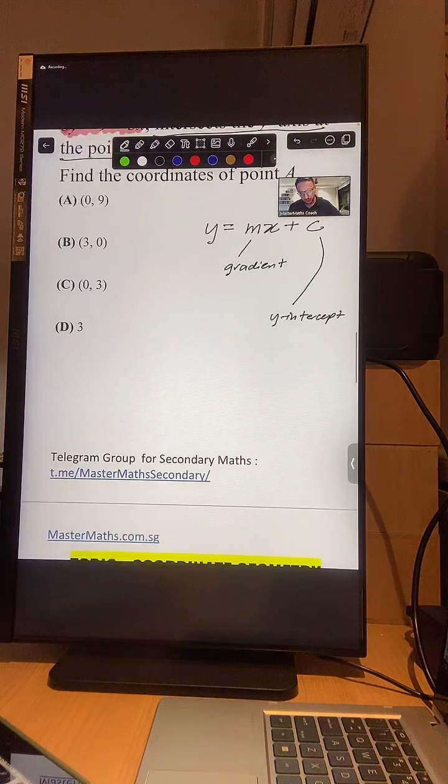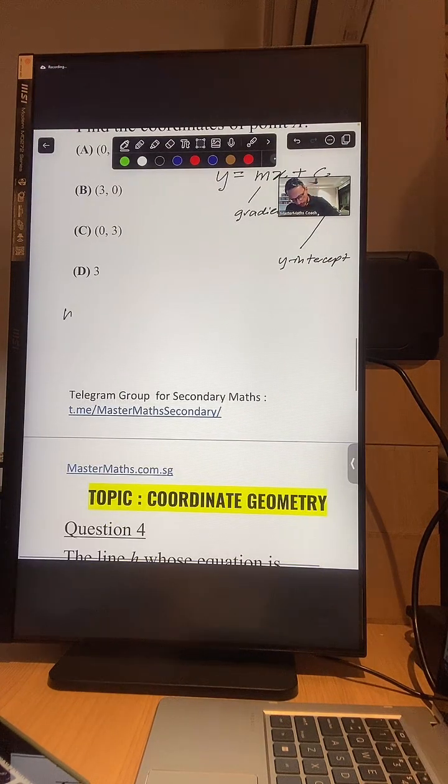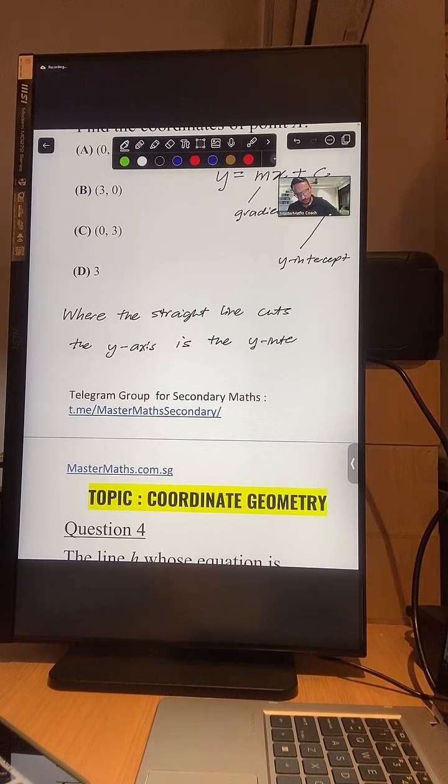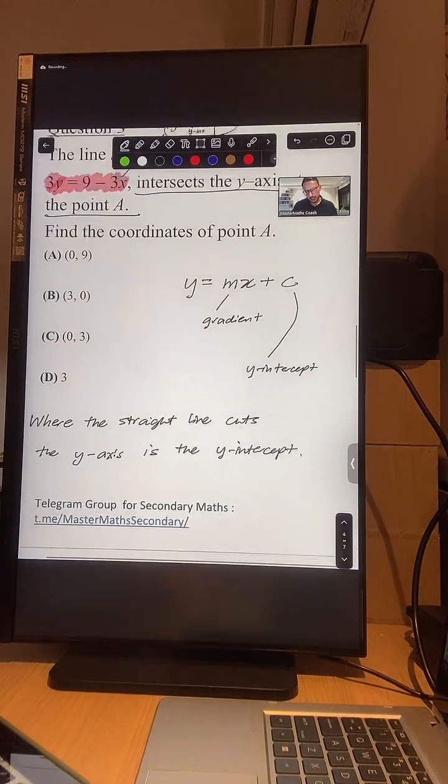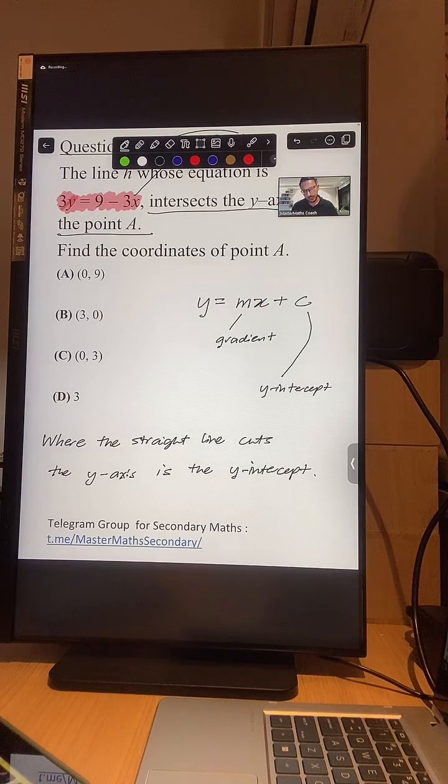Okay, let me write that down so you all can copy this down also. Where the straight line, actually it doesn't have to be a straight line, it can be a curve also. Where the straight line cuts the y-axis is the y-intercept. Okay, so where the straight line cuts the y-axis is the y-intercept. So here, the y-intercept is 3.